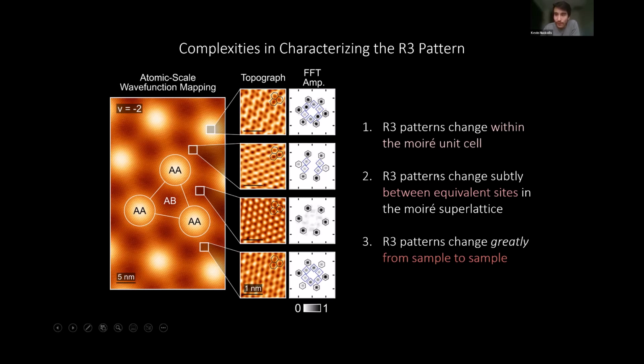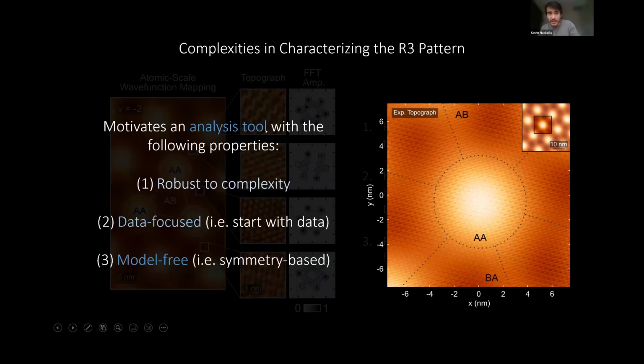So with all this complexity, I think we quickly came to the realization that we would need to start classifying these using a new analysis tool that was particularly based in symmetry, because symmetries would be robust against a lot of the complexities that we see in these samples, where the √3 pattern varies greatly as a function of position in the Moiré. A symmetry-based analysis tool could start with the data. We could look at the data and analyze local symmetries of the √3 pattern, and derive principles that may be robust across samples. And particularly, a symmetry-based analysis tool will be model-free.